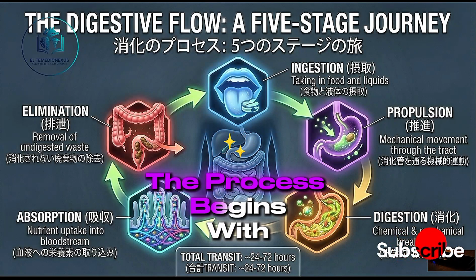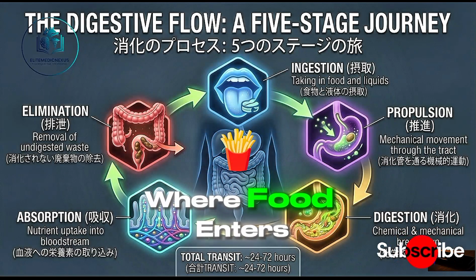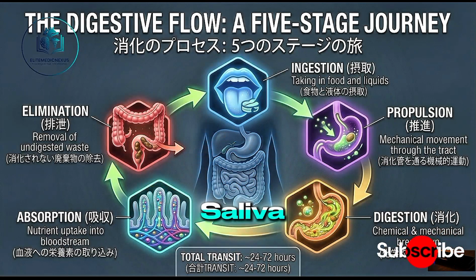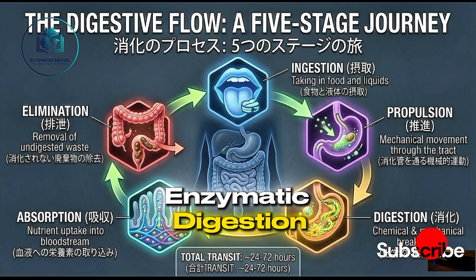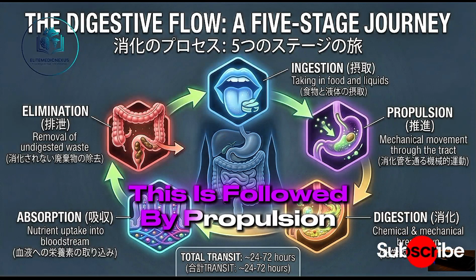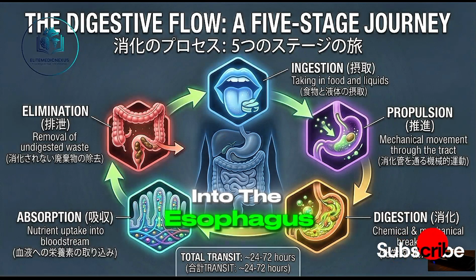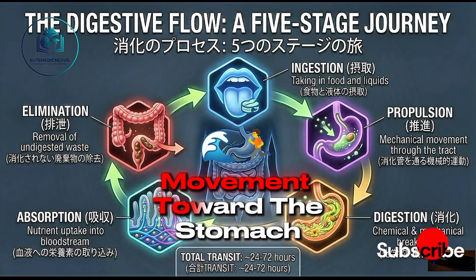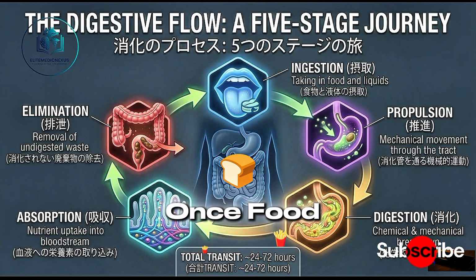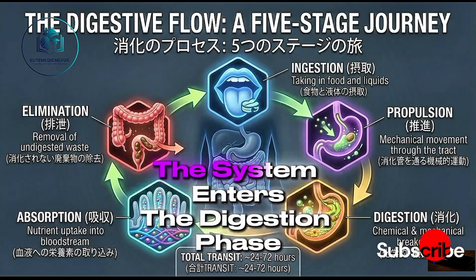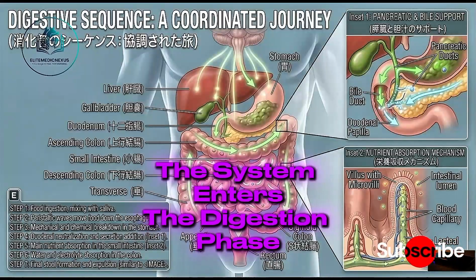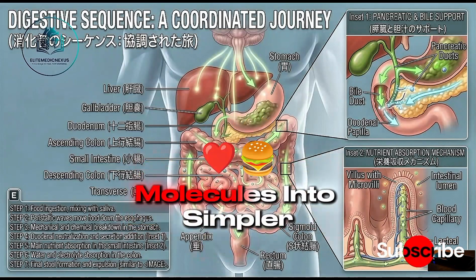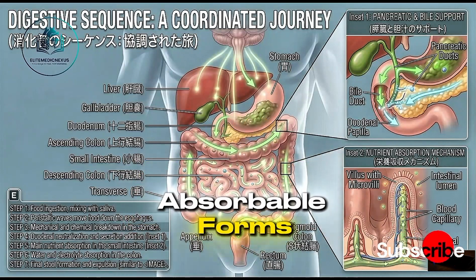The process begins with ingestion, where food enters the oral cavity and is mechanically broken down through chewing, while saliva initiates enzymatic digestion. This is followed by propulsion, where swallowing moves the bolus into the esophagus, and peristaltic waves ensure its directed movement toward the stomach. Once food reaches the stomach and intestines, the system enters the digestion phase, where mechanical churning and chemical reactions break complex food molecules into simpler, absorbable forms.